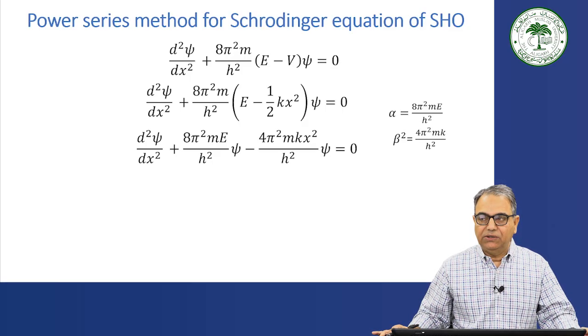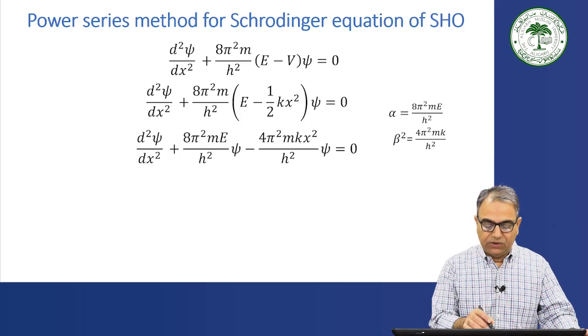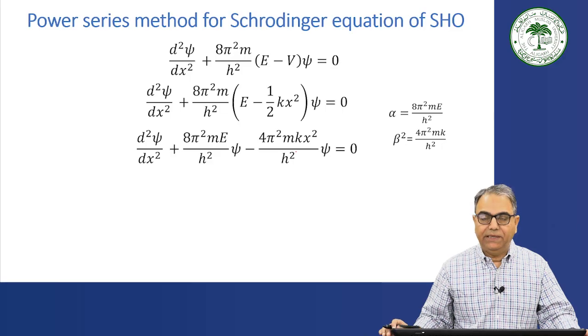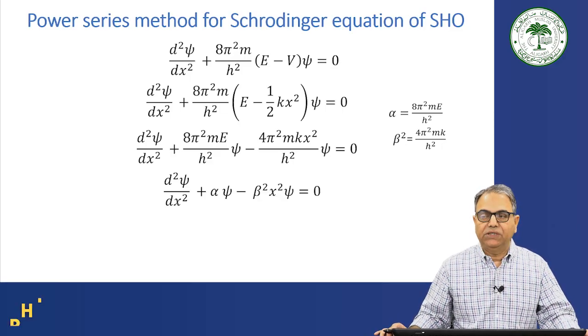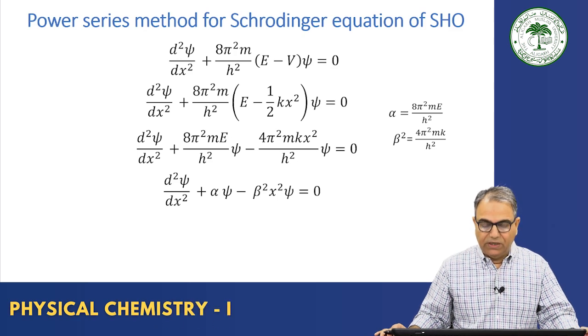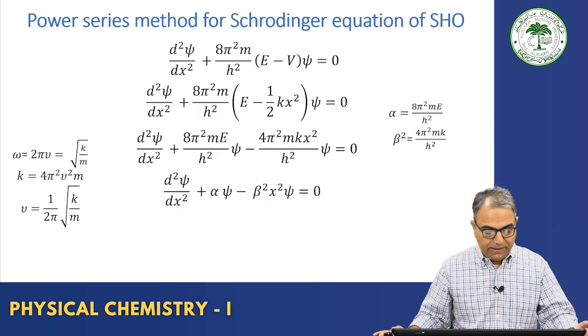we treat these two as constants: 8 pi square m E by h square as alpha and 4 pi square m k by h square as beta square. And if you use these two constants, then your equation reduces to d square psi by dx square plus alpha psi minus beta square x square psi. So it's simple. Up to this, there is not much mathematics.